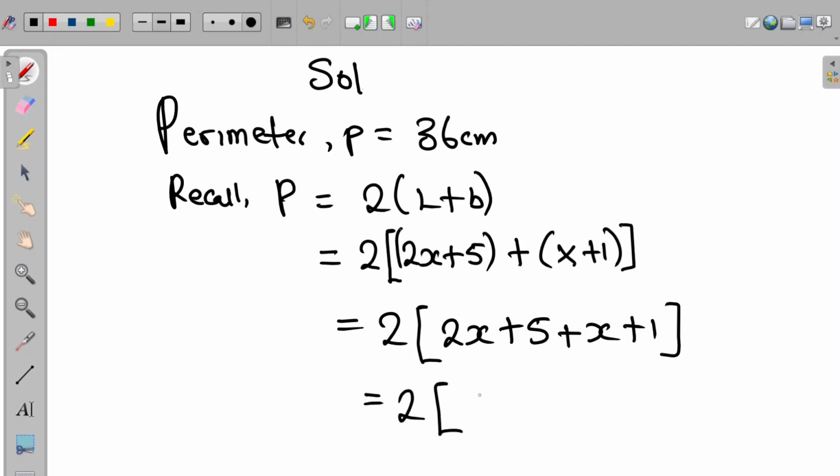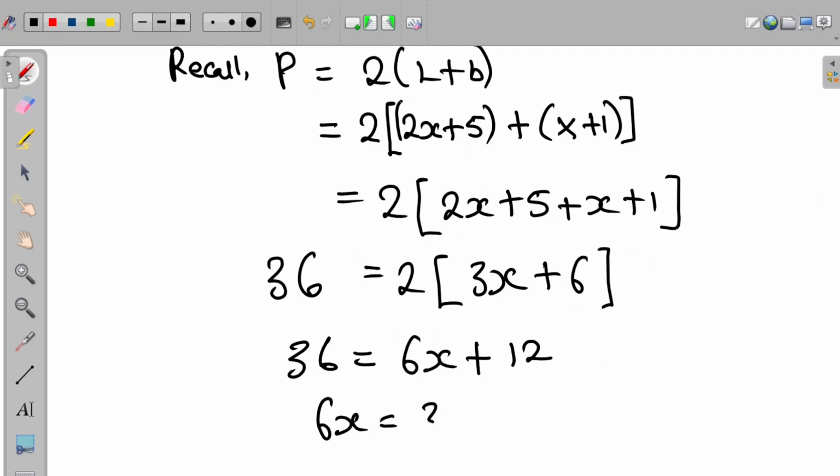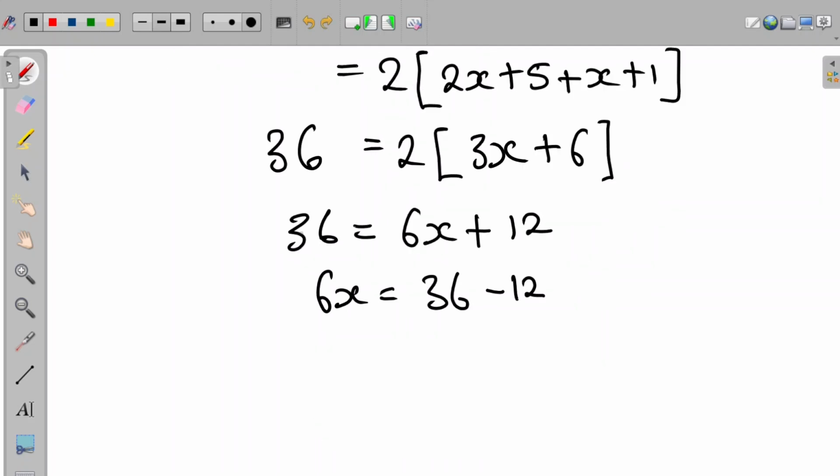So this is equal to 2 times 2x plus x is 3x, 5 plus 1 is 6. And recall that our perimeter is given as 36. Now we'll open up the bracket. So we have that 36 is equal to 2 times 3x is 6x plus 2 times 6 is 12. So this can be expressed as 6x equal to 36 minus 12. So this becomes 6x equal to 36 minus 12, which is 24.